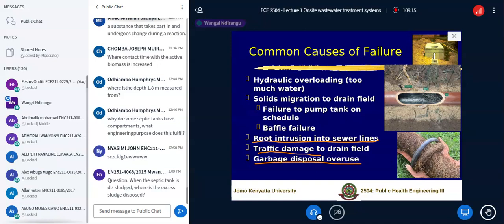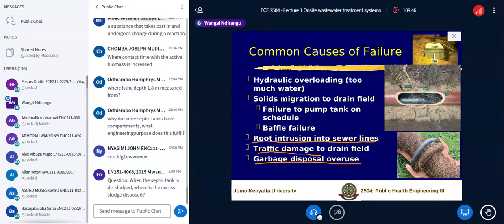I'm seeing your question, Wangai. When the septic tank is dislodged, where is the excess sludge disposed? Wangai, you remember when we spoke last time, we looked at the cycle. We supply water, we are very happy, but unfortunately we get wastewater. We are very happy that the water has met the standards, but then we are left with the sludge. Now, what do we do with the sludge?